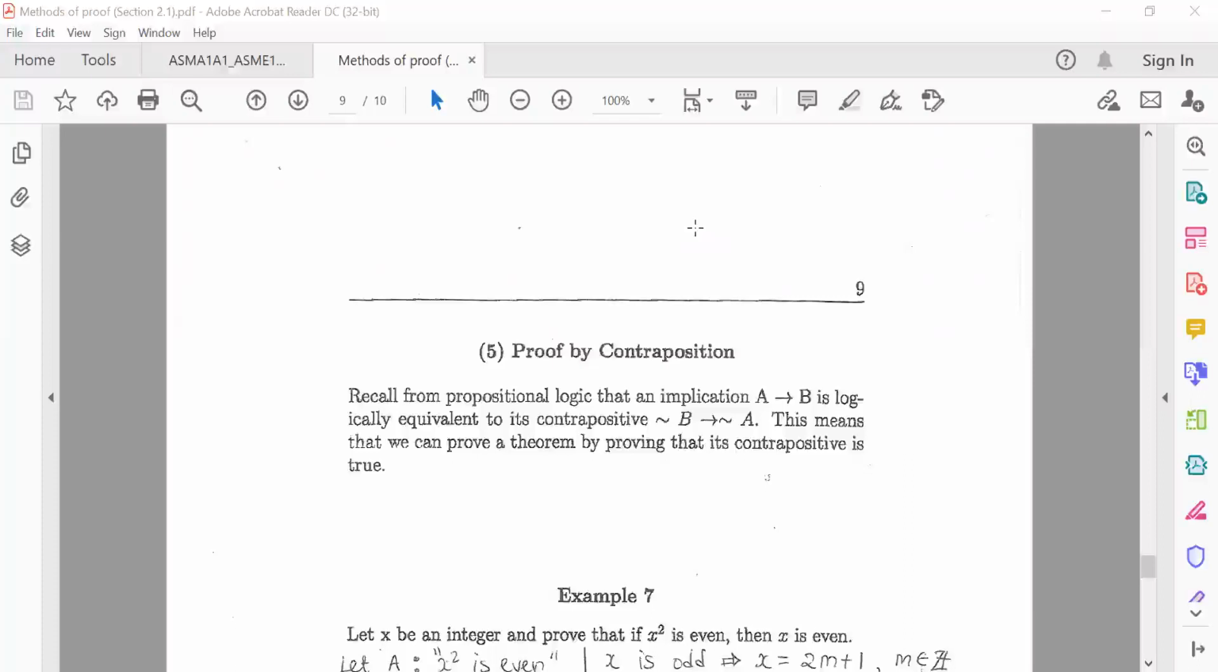All right. Example 5, they say proof by contraposition. Now, what is contraposition? If you recall, we've done this already when we did propositional logic. We say that the implication, A implies B, is logically equivalent to its contrapositive statement. And the contrapositive statement is not B implies not A. I hope that you guys remember that.